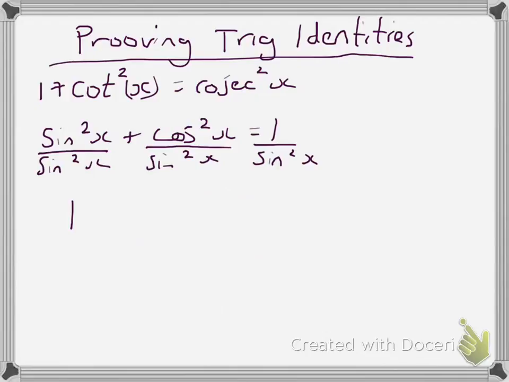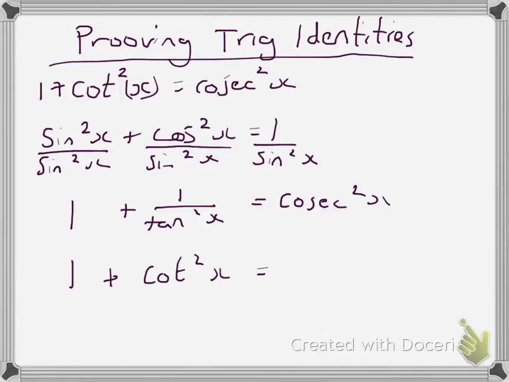Well, we know that tan is sine over cos, so therefore this must be 1 over tan squared of x. And I know that 1 over sine of x is cosec, so 1 over sine squared of x must be cosec squared x. Nearly there. As you can see, I've got 1 over tan squared x, and I know that 1 over tan is cot, so 1 over tan squared x must be cot squared x. And there we have the identity at the top, proven.